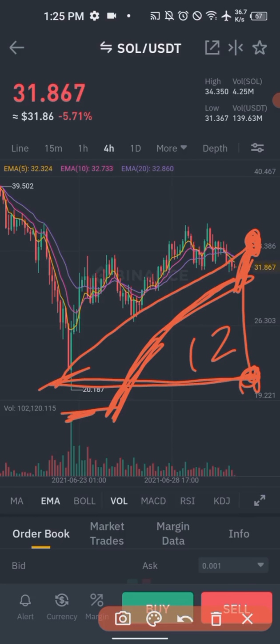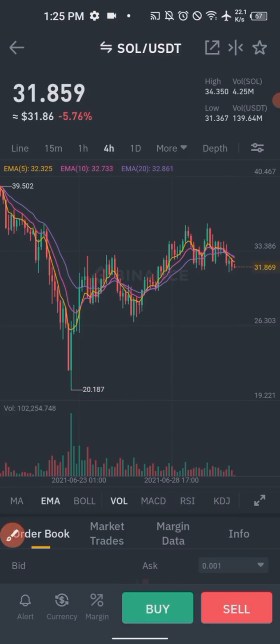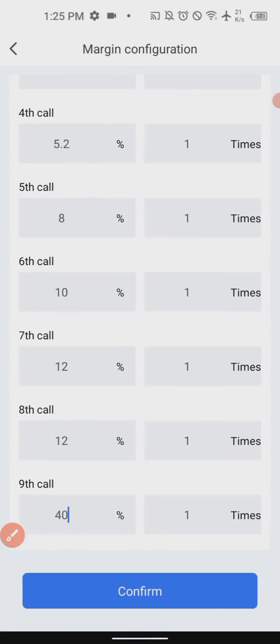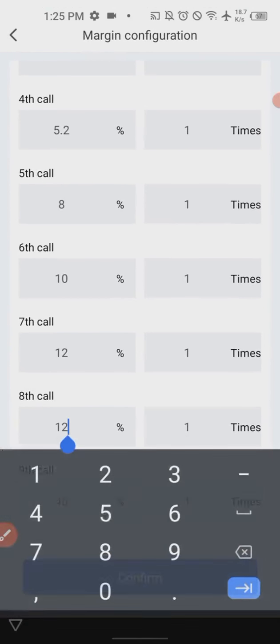So remember, if you're entering the market, it's two ways, up or down. So I want to be very careful. I want to set the market in such a way that if at all it comes to this position again, I still want to make profit. I still want to buy. So my ninth margin call will be about 40%.